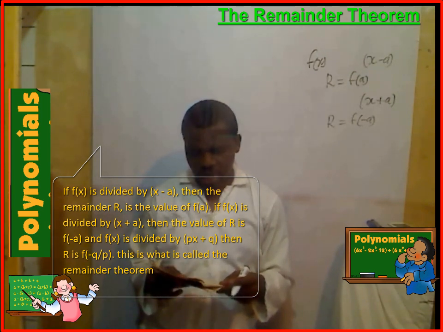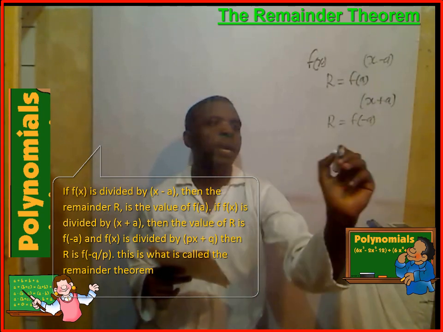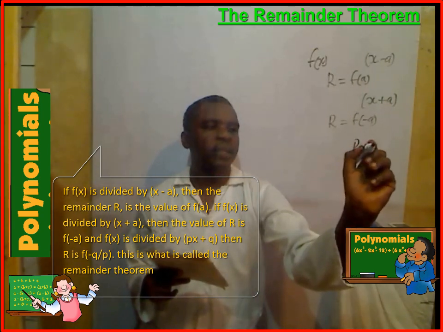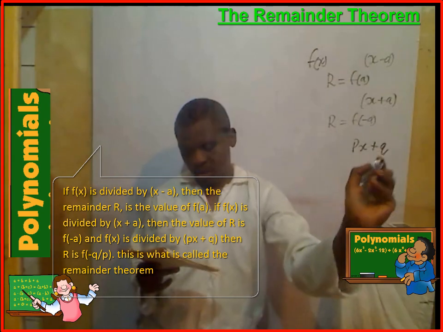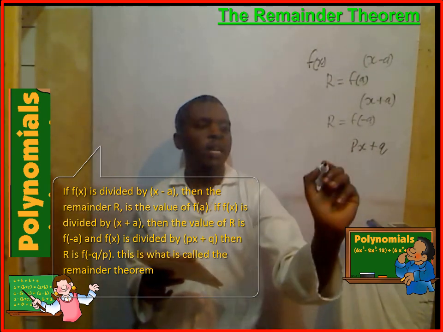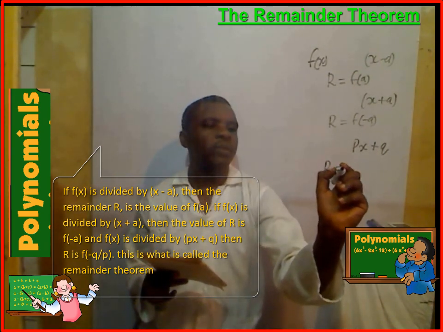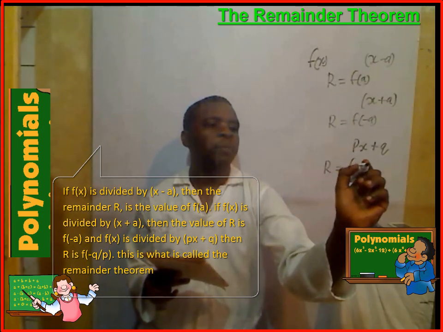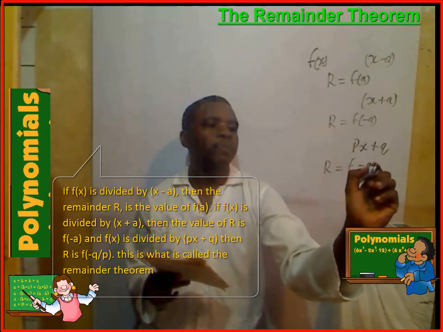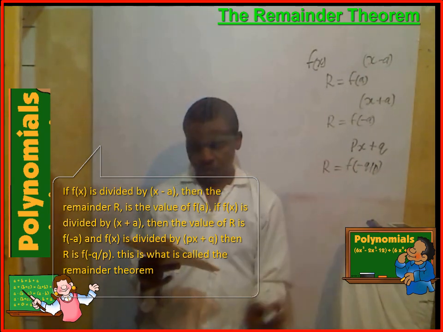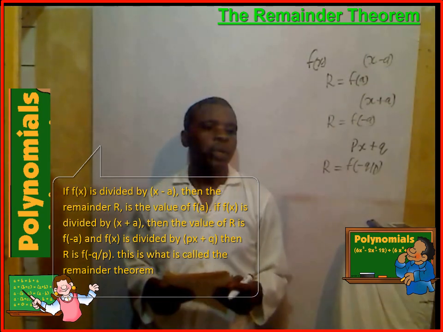And when f of x is divided by px plus q, the value r is equal to f of minus q all over p. This is what we call the remainder theorem.